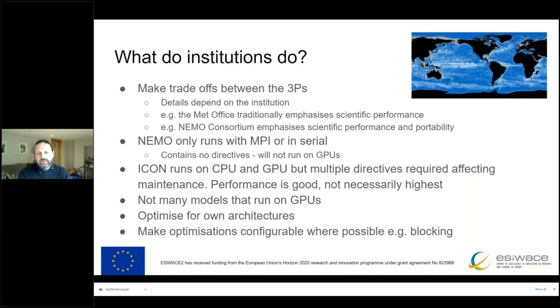So in general, I think if you look around, there aren't that many operational models that run on GPUs at the moment. Most of them are still CPU based. So a lot of people haven't taken that big leap yet. And people still quite a lot will optimize for their own architectures. Obviously they have to, and then other people have to pick up the pieces. One area where there is some progress, WRF was quite good at this, MPAS has some of this in it as well, is where you try and make optimizations configurable where possible. Blocking is a good one, memory blocking or whatever, at the different levels in order to be able to do different things with different architectures without really having to change the code too much.